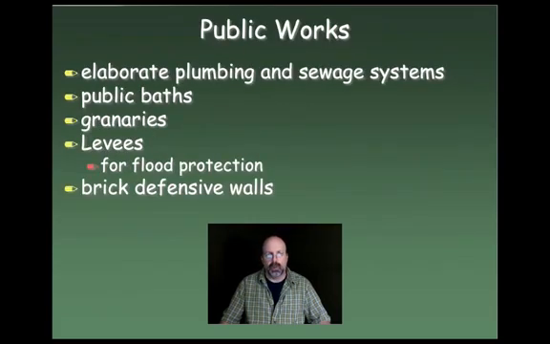They also had public works. So elaborate plumbing and sewage systems were built throughout the cities. They had public baths for people to use for sanitation and bathing. They had granaries for storing the produce that came from the agricultural fields, and they could be used for redistribution by the well-organized central government. They also had levees or dikes or barriers for flood protection to prevent the city from being damaged by the flooding river. And they also had brick defensive walls in most of the cities. So these were all examples of public works. These are all things that serve the needs of the people living in the city itself.